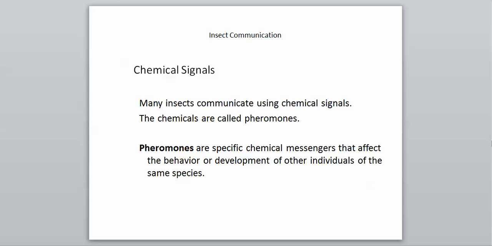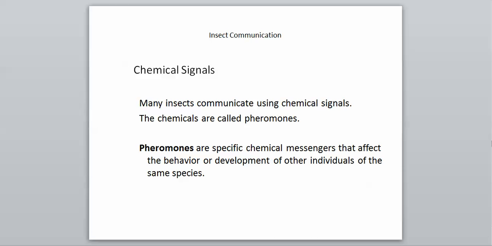And so another way, not visual, almost the exact opposite, is chemical signals. Many insects will communicate using chemical signals, and these chemicals are called pheromones. So that's going to be an important word you're going to need to know. A pheromone is a specific chemical messenger that affects the behavior or development of other individuals of the same species.